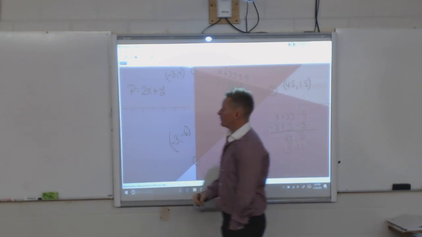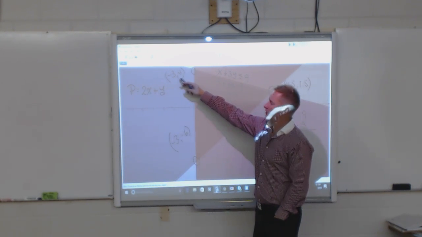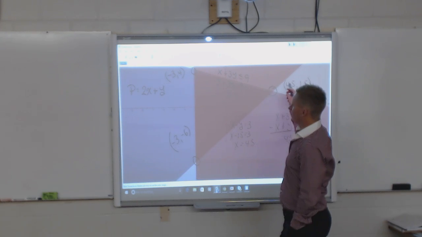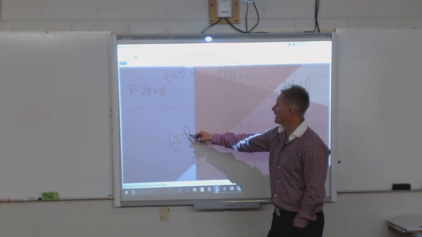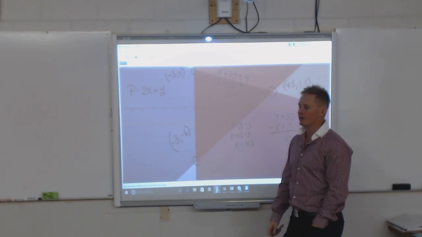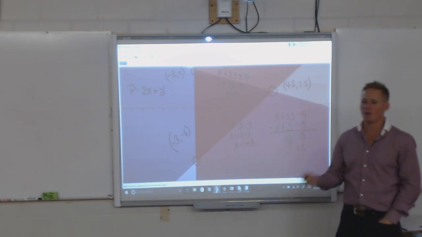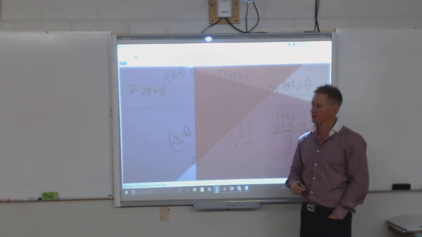And now I substitute in this for x, this for y, and solve it. This for x, this for y, and solve it. And this in for x and this in for y, and solve it. And that will give me my maximum or my minimum values.